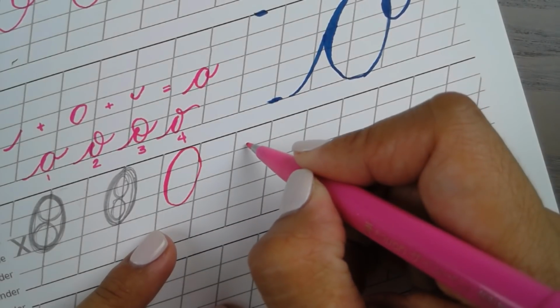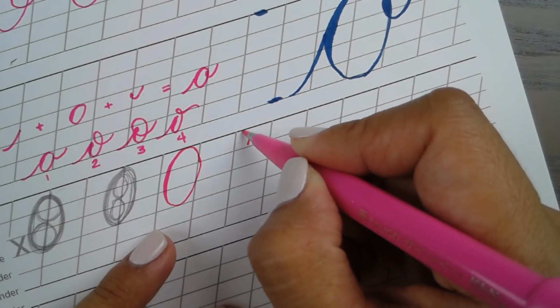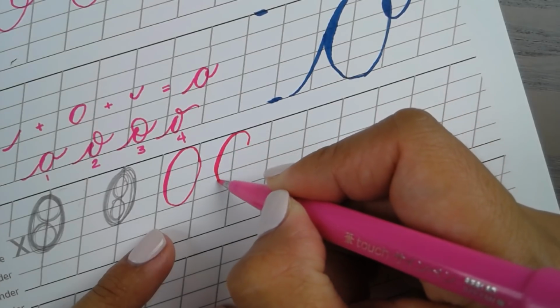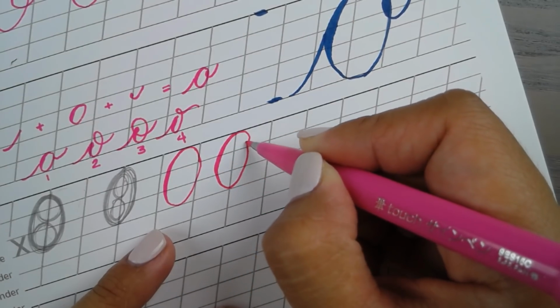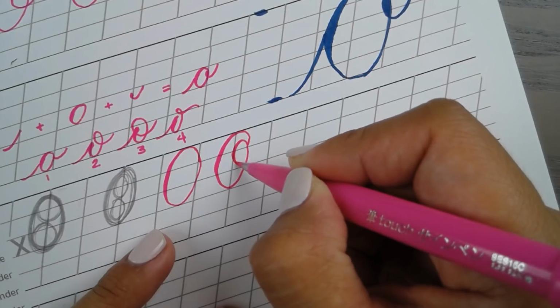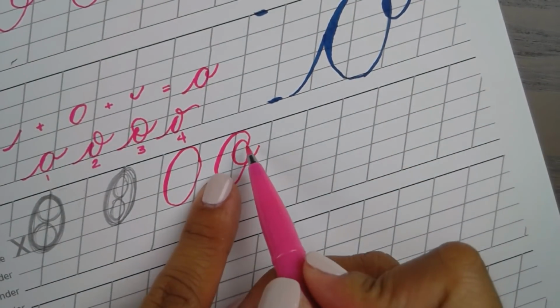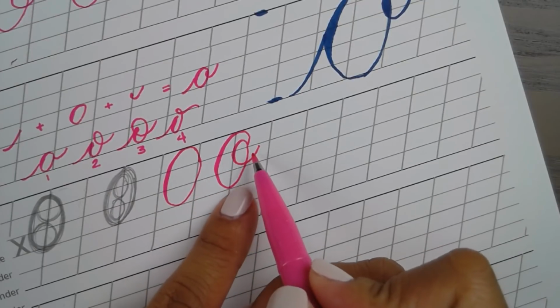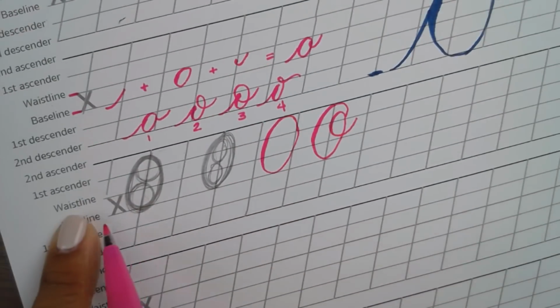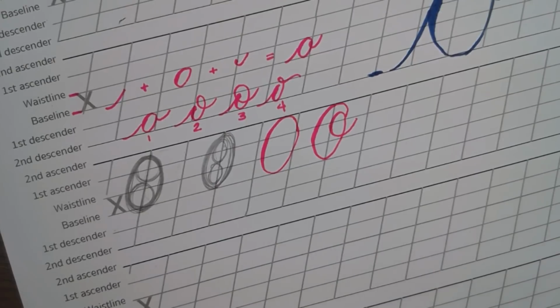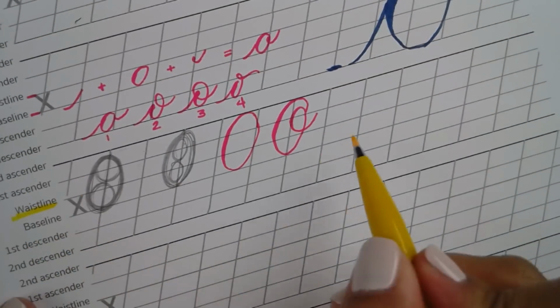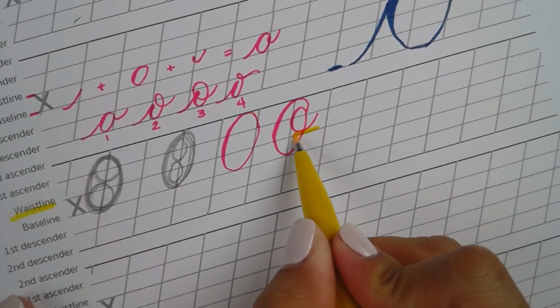So I'm going to start the same way, add some pressure on the left, but I'm going to add a loop here and a little bit of pressure. And here is the key. You want to make sure that you exit the oval above the waistline. I'm even going to highlight that because it's super important that you exit above the waistline.